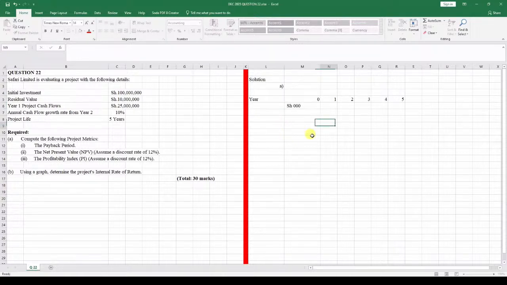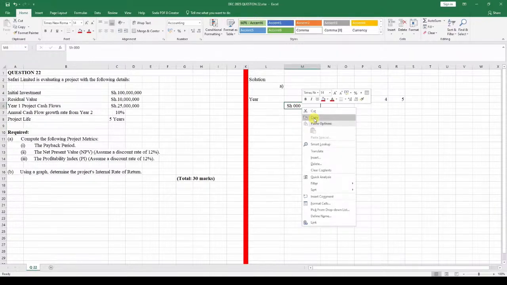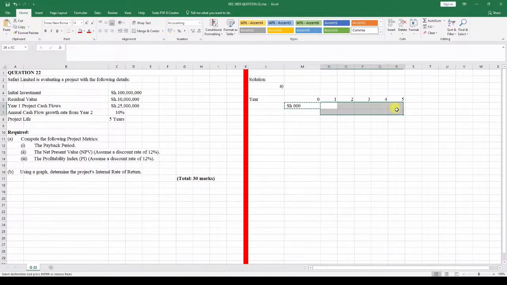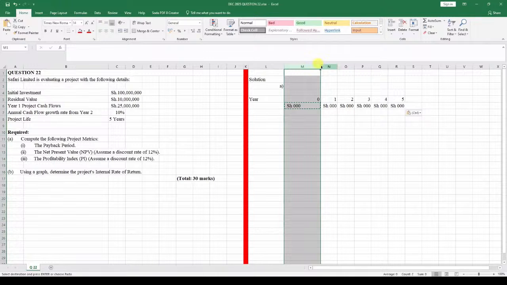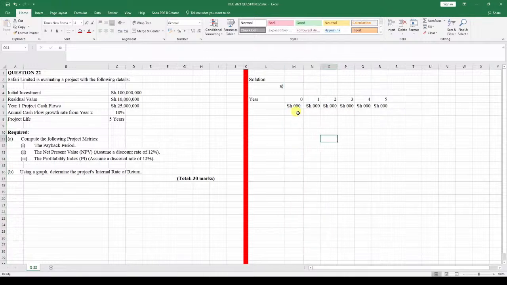All of these need to be put in terms of thousands over here. Why? Because we do not want to deal with very big figures. We just want to deal with manageable ones. And here, the initial investment, we can put right here as 100,000.